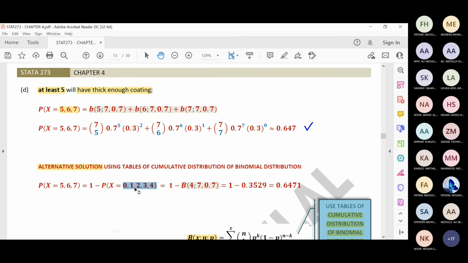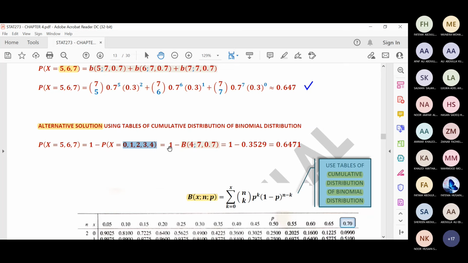When I'm saying 0, 1, 2, 3, 4, it means that I will find the probability of 0 plus the probability of 1 plus the probability of 2 plus the probability of 3 plus the probability of 4. What do we call this? Cumulative. So it is indeed 1 minus the cumulative, capital B, for the number 4, for N7, for P equal 0.7. Because we have a table for cumulative, I don't need to do it by myself.